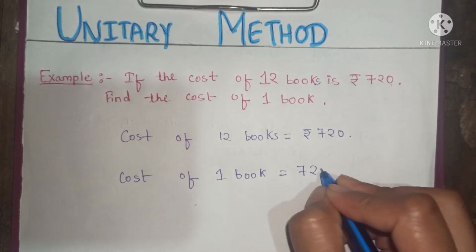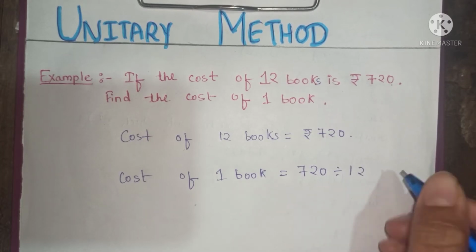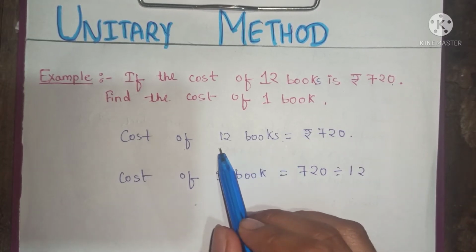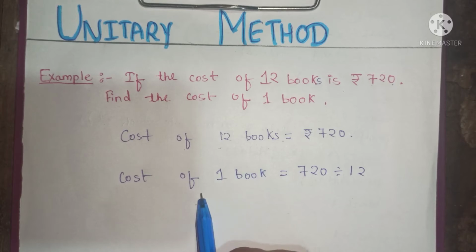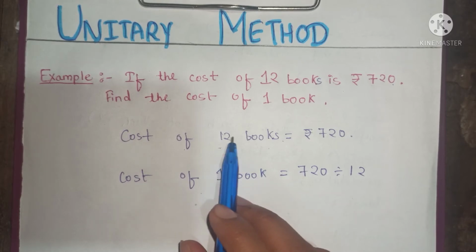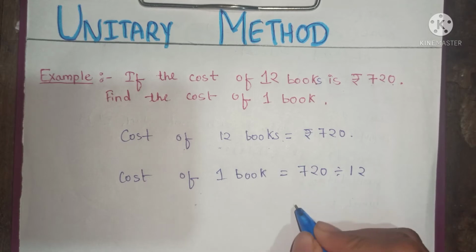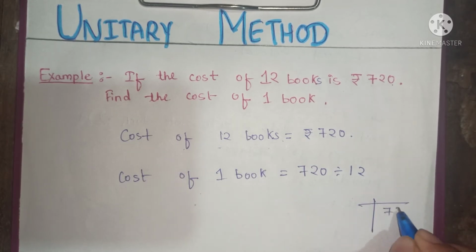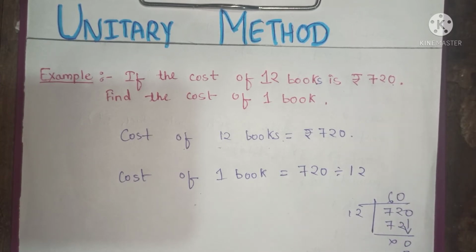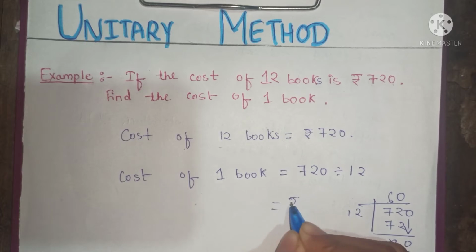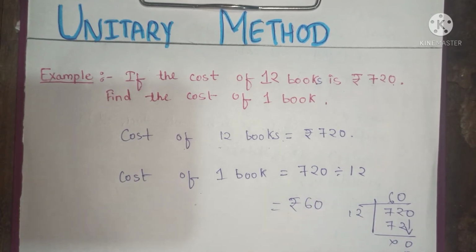So cost of one book will be how much? What we will do? We will divide, right? Because it is given about 12. It is given about many and we have to find about one. So we will divide the total amount by the number of books. 720 divided by 12. So when you divide it, what we will get? We'll get 60. Okay. So cost of one book is rupees 60.